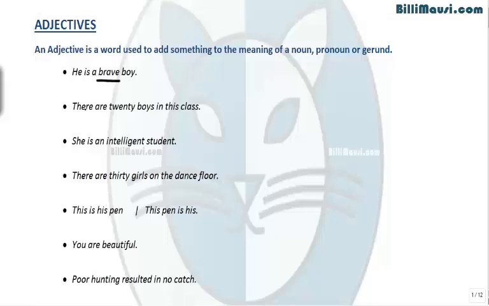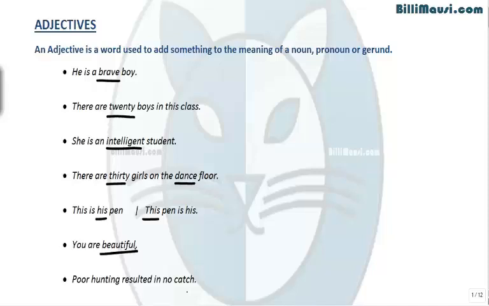In the first one it is, he is a brave boy. Brave is the adjective. There are 20 boys in this class. 20. She is an intelligent student. Intelligent. There are 30 girls on the dance floor. 30. Dance. This is his pen. His. This pen is his. This. You are beautiful. Beautiful.